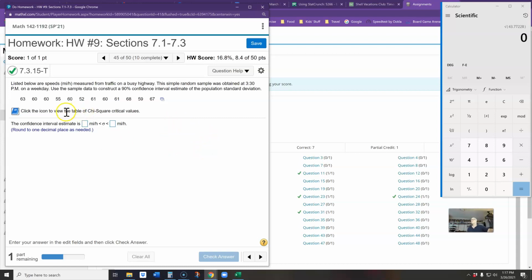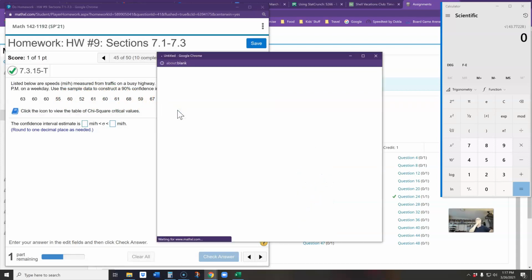All right, it just asks us to give the confidence interval. We have a left value for the standard deviation, and we have a right value for the standard deviation of the population. They don't summarize this. They don't tell us what the standard deviation of our sample was or anything like that. They just give us the data. So I'm going to open the data in StatCrunch.